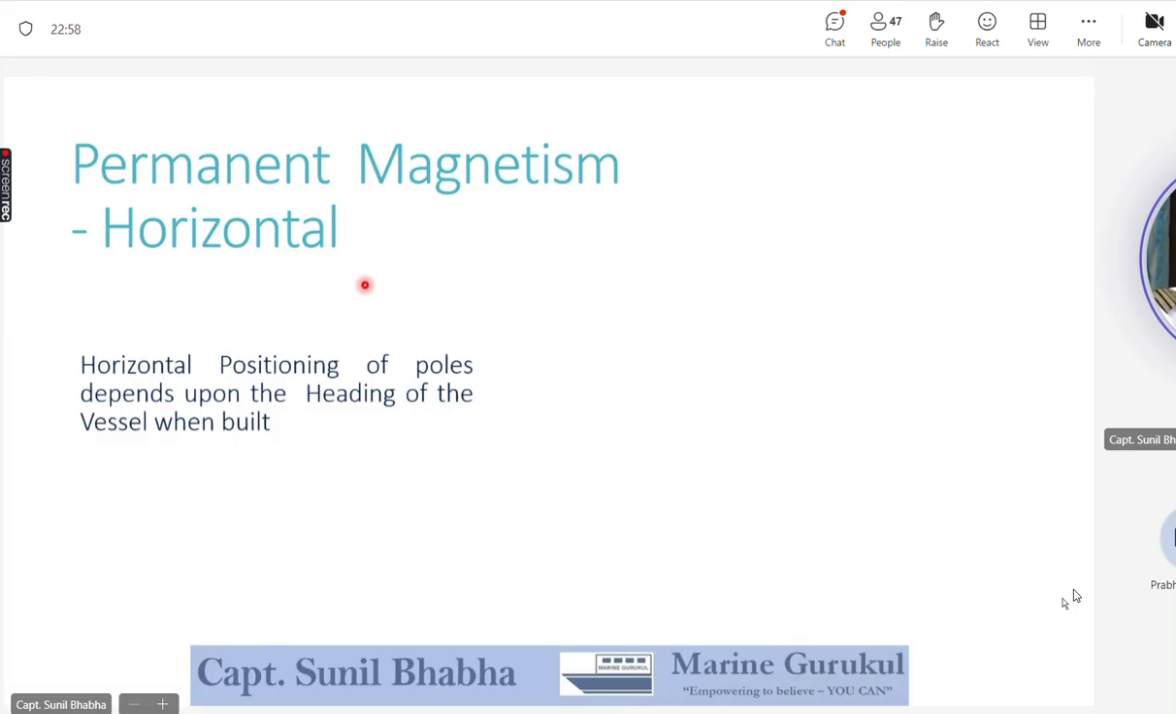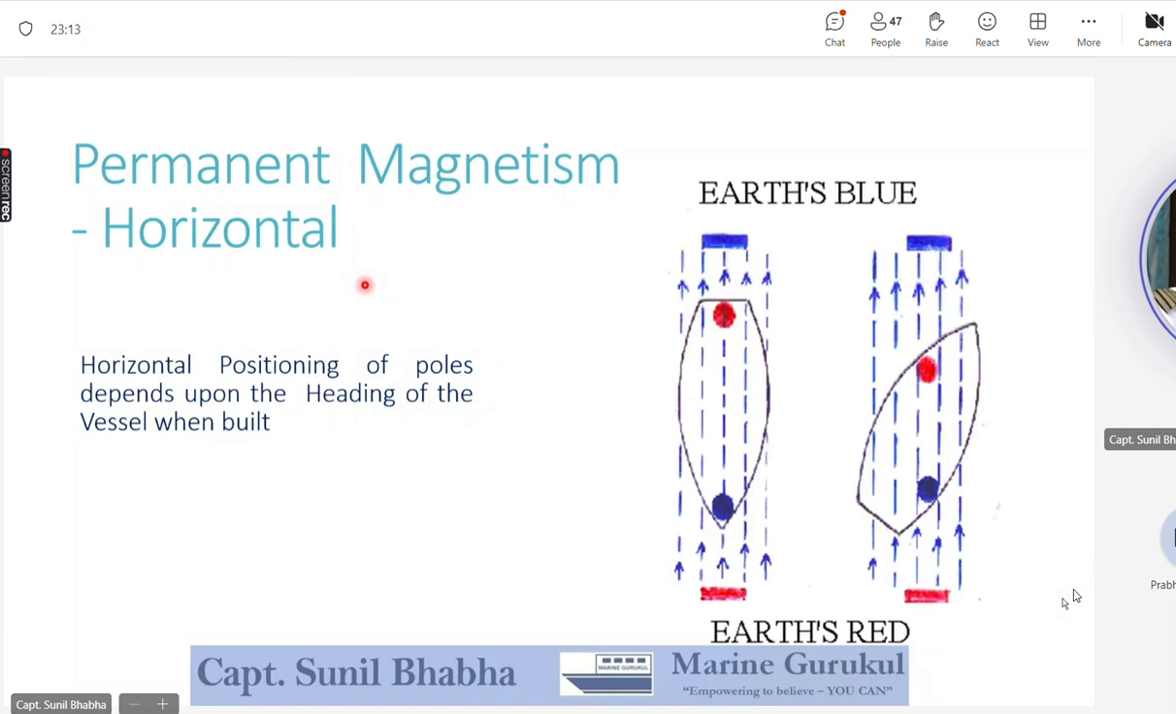Let us assume that we have a ship being built at a yard which is on the equator. We have a yard somewhere on the equator and the ship is being built. Two ships are being built there. One of the ships is put in the yard heading in the southerly direction. So right now you see where my laser pointer is. This ship is being built in the yard on a southerly heading. This is how the orientation of the yard is.